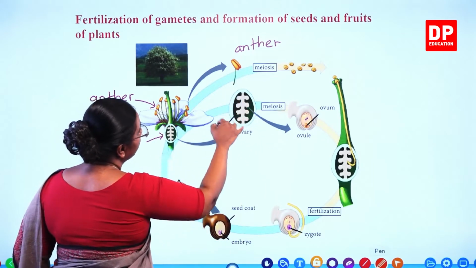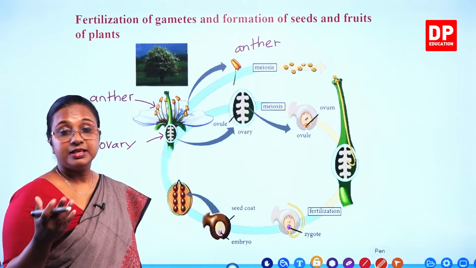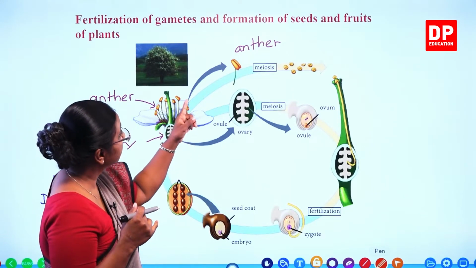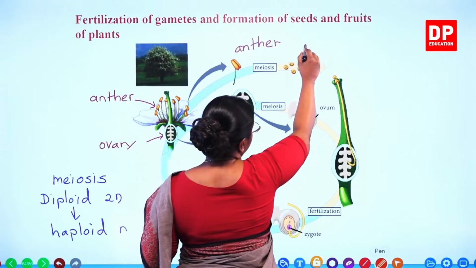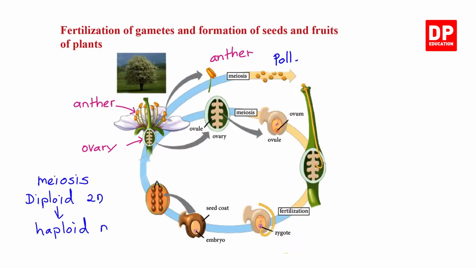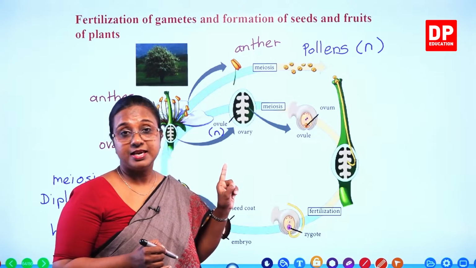Inside the ovary and anther, the gamete cells are produced. That is the pollens and the ovules. So here the ovule is shown to you. These are the pollens or pollen grains. Pollens are haploid cells, n. The same goes for the ovule. That is also haploid, because of meiosis taking place.